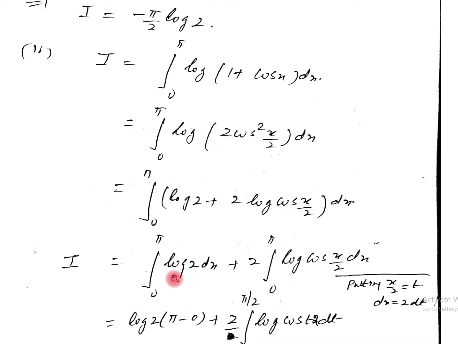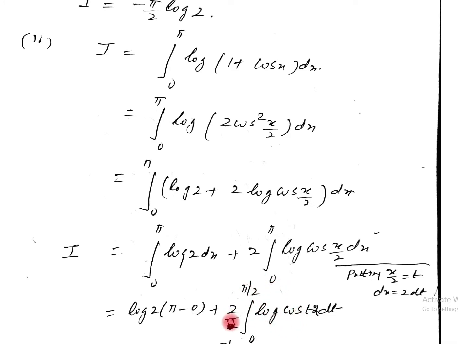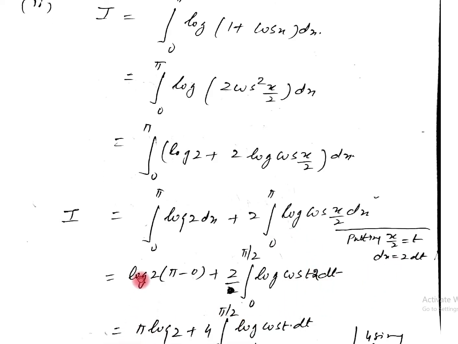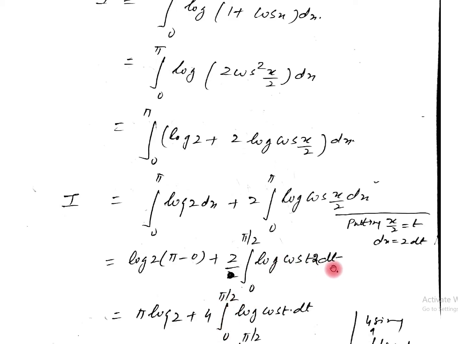Now here we can integrate log 2 as it is. The integral of 1 is x, limits pi minus 0, plus 2 times, here putting x by 2 equal to t, I am getting dx equal to 2 dt, and the limits will change. The limits become 0 to pi by 2 of log cos t dt. Then it becomes pi log 2 plus 2 into 2, that is 4, integral 0 to pi by 2 of log cos t dt.